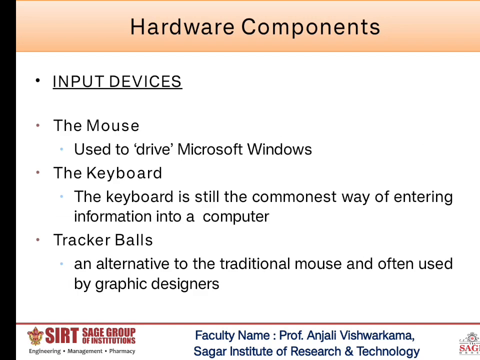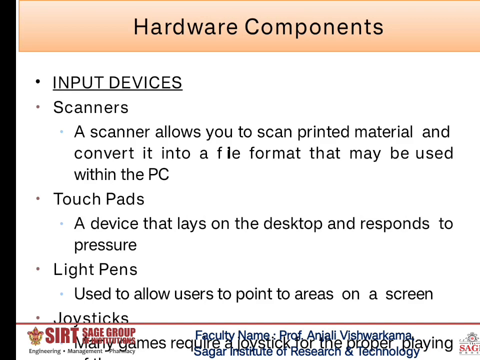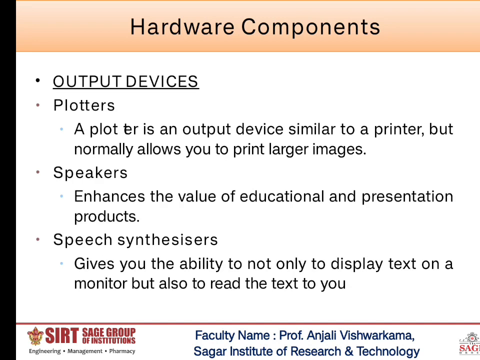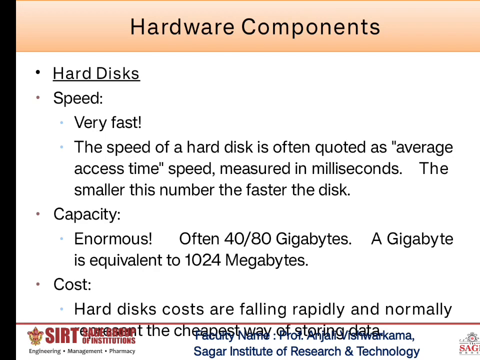Now some of the input devices I told you about earlier: the mouse, keyboard, trackballs, joystick, scanner, touchpad, slide panes. These are the input devices. According to our need, we can use these input devices. Now the output devices are printer, plotter, VDU, speakers, speech synthesizer. These are some of the examples of output devices.